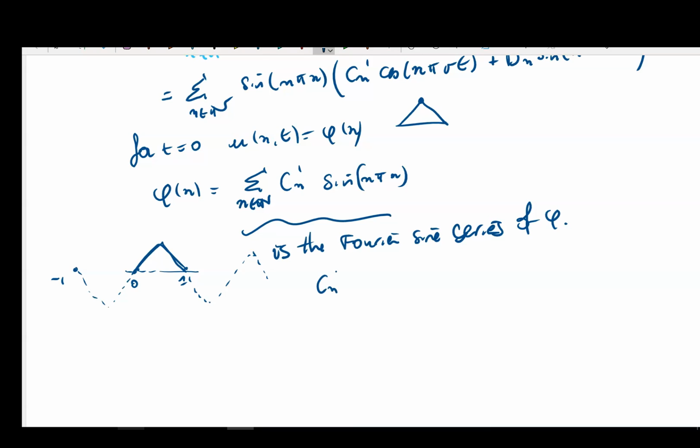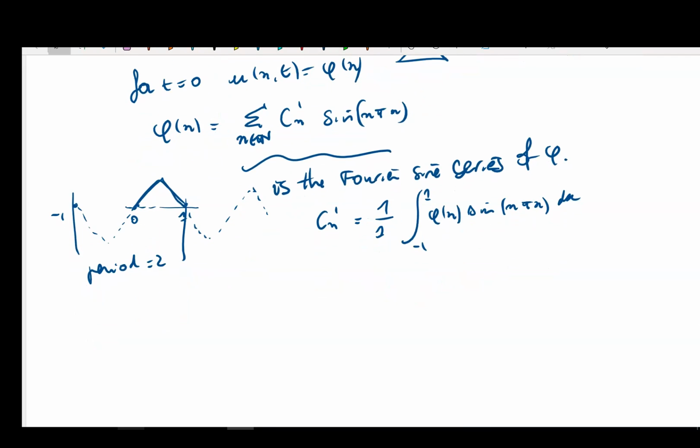So what does it mean in the end? It just means that the Cn prime are given by, I just apply the formula, 1 over half a period. My period is obviously equal to 2, so half a period is just 1. Integral between -1 and 1 of my phi function times the sine of n pi x dx. As we've got a product of two odd functions, that's going to be an even function. You know well that this simplification always happens in the Fourier series context, in that partial differential equation context.